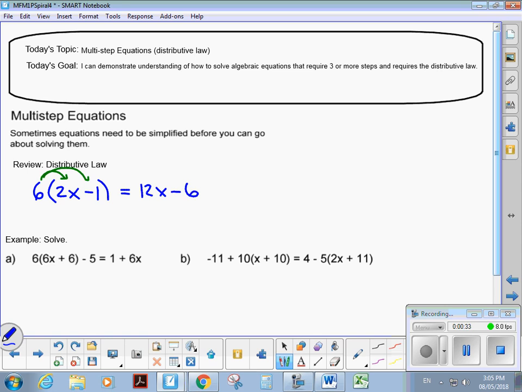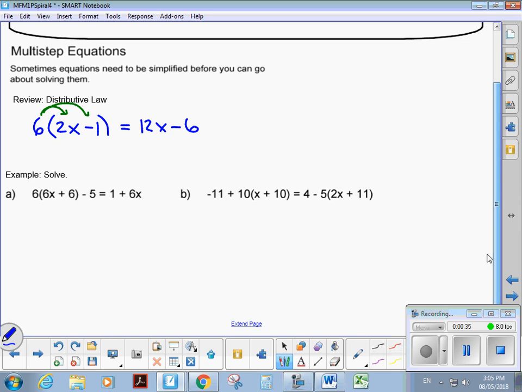We've dealt with multi-step equations in Spiral 2, and now in Spiral 4 we're including the distributive law. Step 1: get rid of all brackets. In this first one, we have the first set of brackets. We get rid of it by multiplying in, so we end up with 36x plus 36, and nothing else changes. We just write everything out as is.